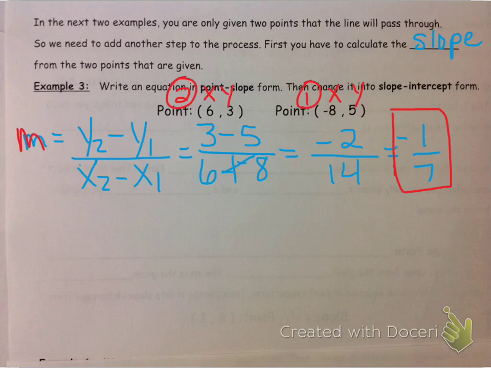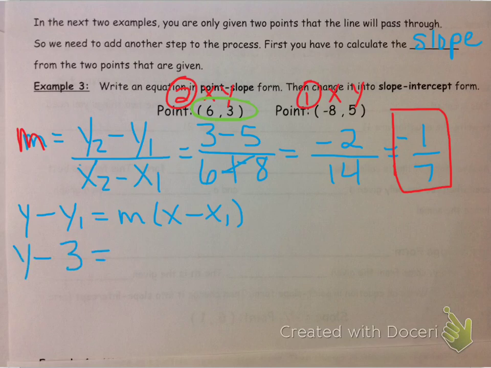So first let's go ahead and copy the equation. And now let's go ahead and substitute. I'm going to pick this point right here just because it doesn't have any negatives in it. My y is 3 equals, my slope is negative 1/7 times x minus 6.